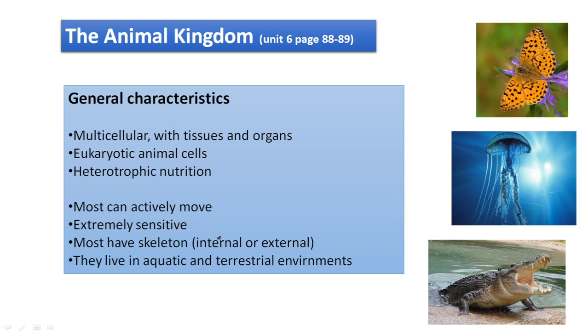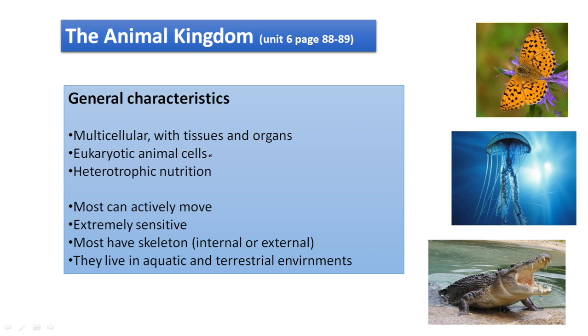The animal kingdom, as you can remember from the chart about the main characteristics of the 5 kingdoms, you can remember that the general characteristics of the animal kingdom are that these organisms are multicellular with tissues and organs, right? That's the main difference between the animal kingdom and the protoctist kingdom, especially the protozoa.